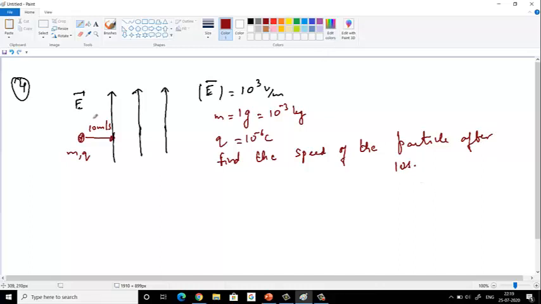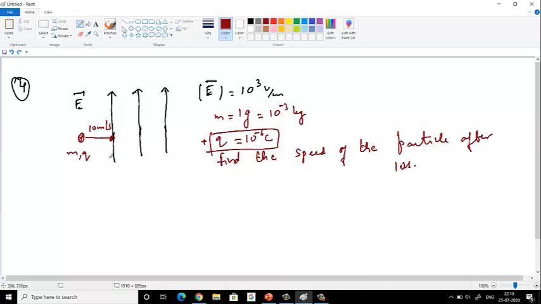See, easy. Now this particle is projected in the x direction, but the electric field is in the vertical direction. Is this charge positive or negative? It is positive. That means it has to move along the direction of the electric field, but it is projected in the horizontal direction.